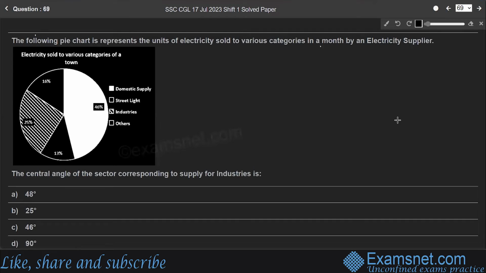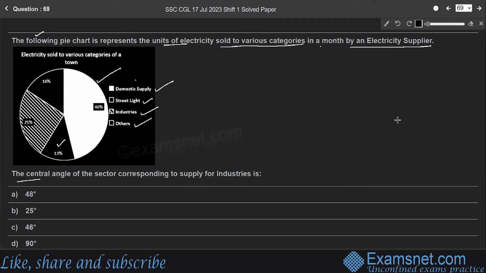Question 69. The following pie chart represents the units of electricity sold to various categories in a month by an electricity supplier. Here, 46% of the electricity supply is for domestic supply, so the white shaded part, whereas the blank part, 13%, is for street light, and the black and white shaded part is for industries, 25%, and the remaining 60% is for others, right?